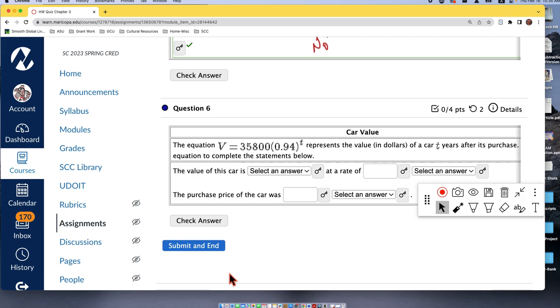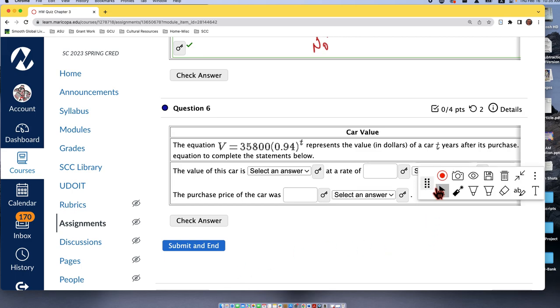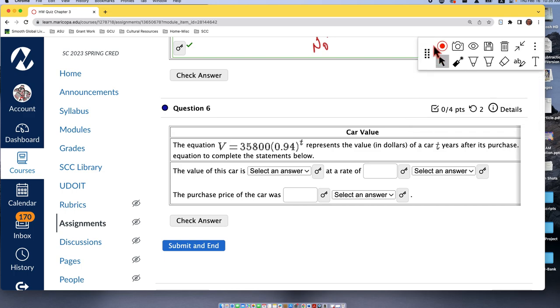And then we've got one more, and as you see, it's an equation. Okay, so we're given an equation. It represents the value in dollars of a car, T years after its purchase. Use this equation to complete the statements below. So the value of this car is what? And we have to select: is it increasing or is it decreasing? Decreasing.